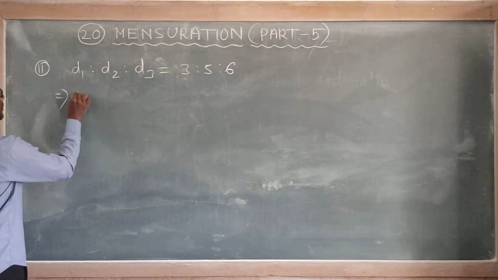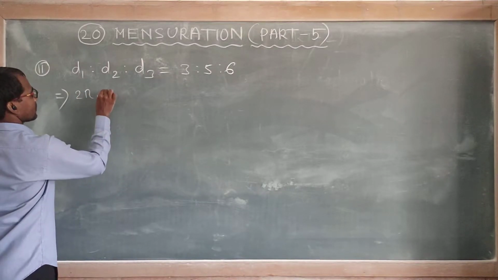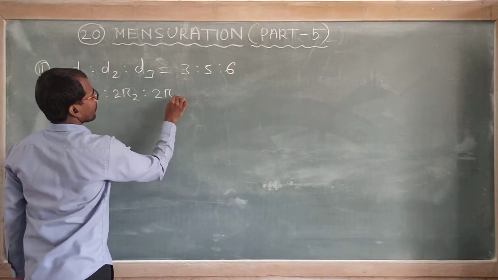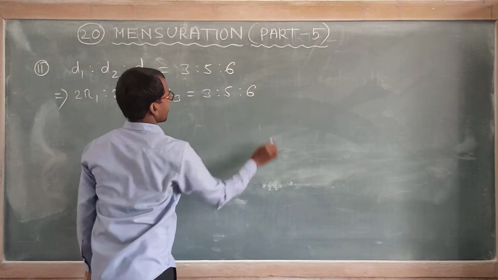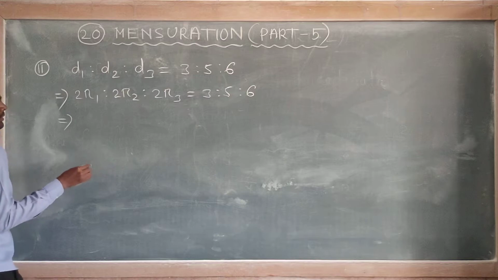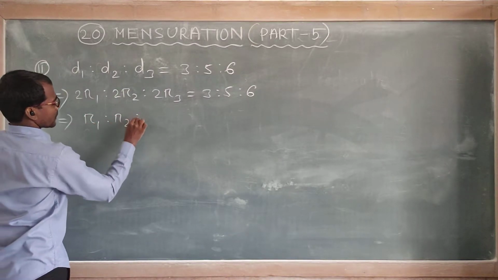Okay, d1 means 2r1. We are not interested in diameter, so I want to get radius. 2r1 is to 2r2 is to 2r3 is 3:5:6. Okay, r1 is 2, r2 is 2.